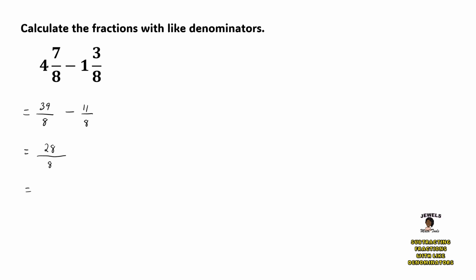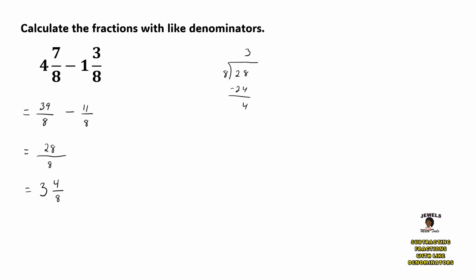So what I'm going to do is convert my improper fraction back into its mixed fraction form. So I will be dividing 8 into 28. Remember that 8 goes into 28 three times. 3 times 8 is 24, and 28 minus 24 is equal to 4. So now to set up our mixed fraction, we're going to have our whole number as 3. My remainder, which is my numerator, will be 4, and 8 will remain my denominator.